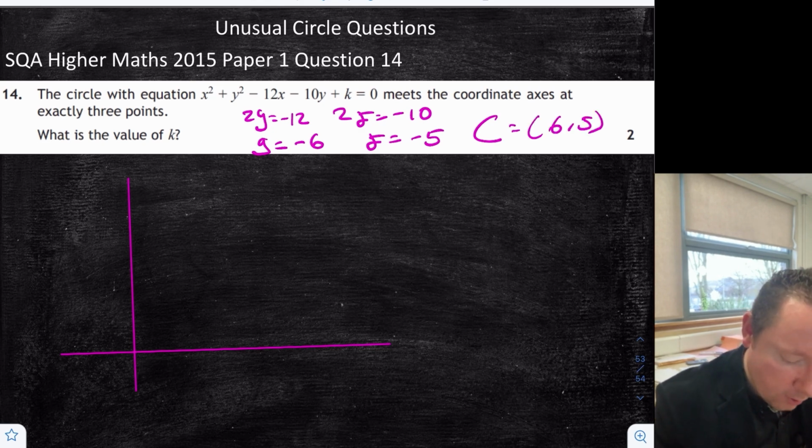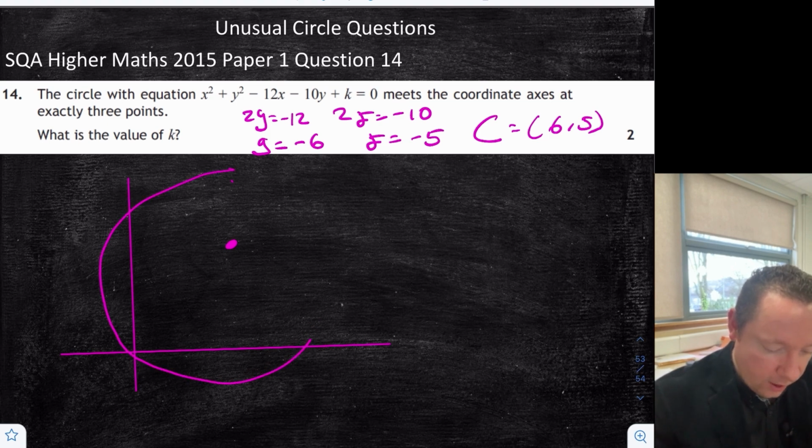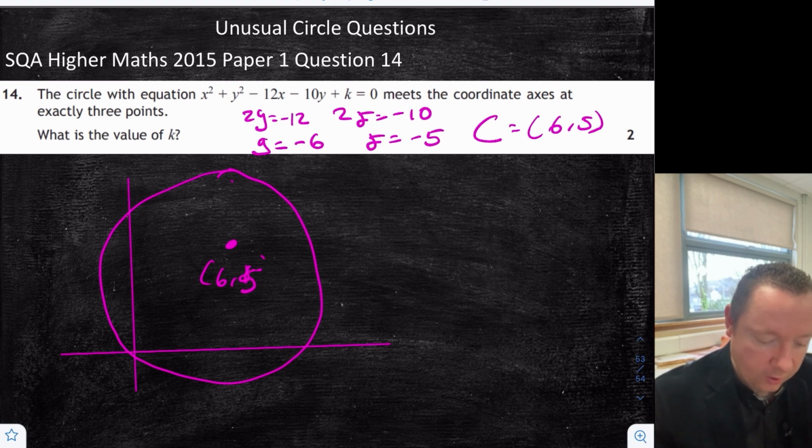So along 6, up 5, somewhere is the centre of our circle. It touches the coordinate axes at exactly 3 points. So if this is the centre here, it could touch here, but then it would have to touch at this point to come back up here. So if we draw a picture of that, we get something like this. That would be one option. And this is just a wee quick sketch to get an idea of what's happening.